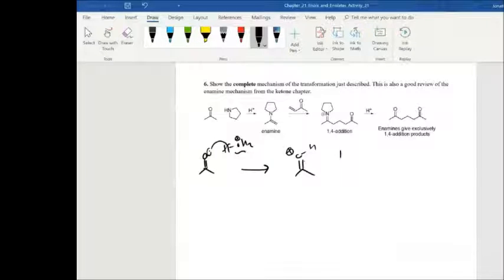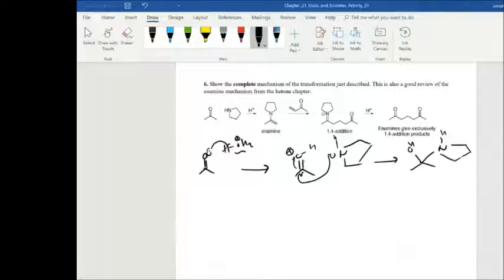So this guy is going to attack, and that's going to kick up. Now we're going to have this intermediate, and we're going to have a nitrogen who has a hydrogen attached, with a bunch of other things attached.